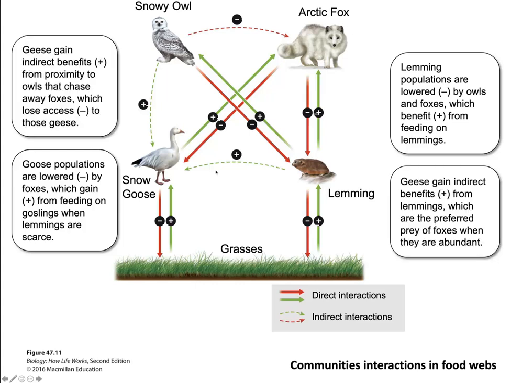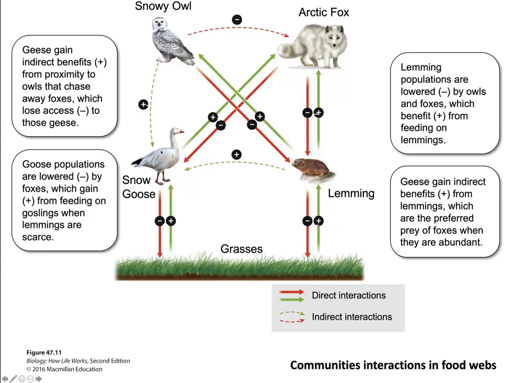And so here, for example, these geese can gain an indirect benefit from the snowy owl. So the snowy owls being present in this community has a positive effect on the geese, and that's because these snowy owls tend to scare away the Arctic foxes. So by scaring away the Arctic foxes, they lower this negative eating of the snow geese.